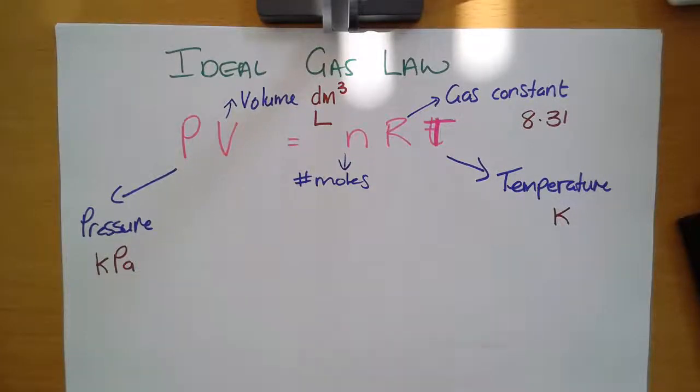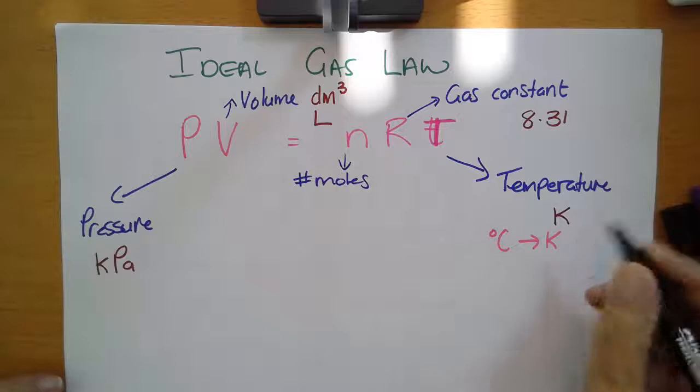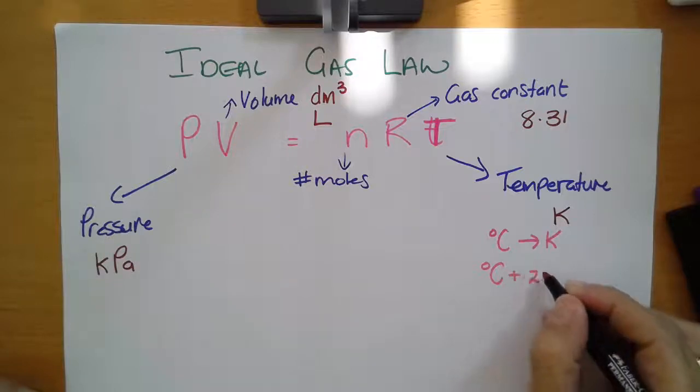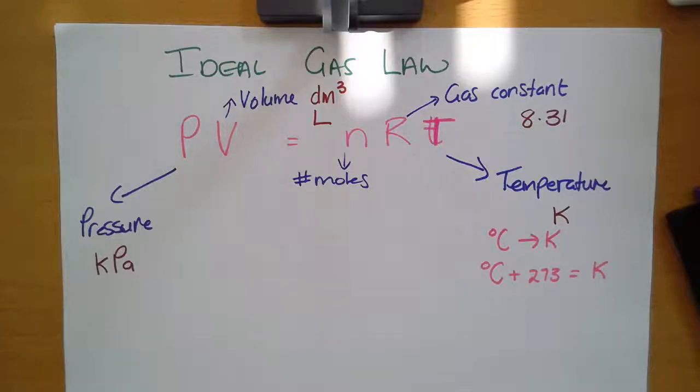In other words, if the temperature is given to you in degrees Celsius, you have to convert it from degrees Celsius to Kelvin. So how do I convert from degrees Celsius to Kelvin? You add 273. You take your degrees Celsius and add 273 to it. That is going to tell you how many Kelvin it is. So that's all you have to do: take your degrees Celsius, add 273 to it, and that gives you your temperature in Kelvin.